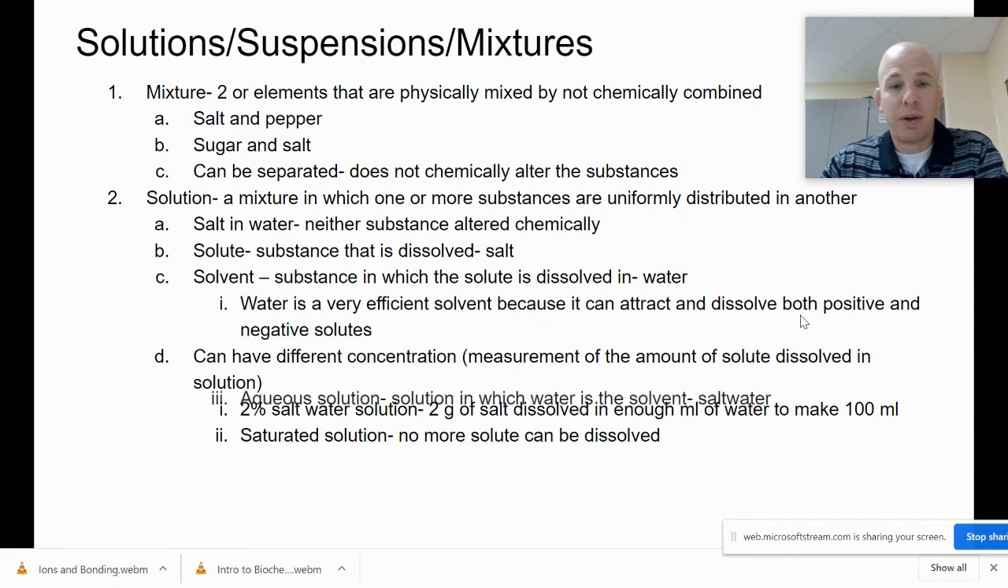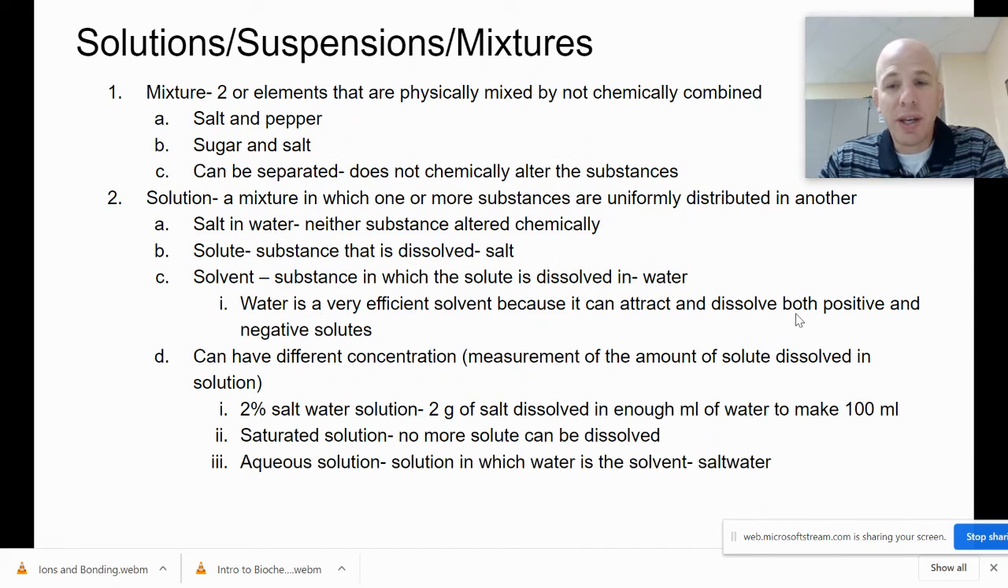Uh-oh, my clicker's not working. There we go. An aqueous solution, this is going to be important for us because we're going to talk about acids and bases. Any solution where water is the solvent is an aqueous solution. Okay, that term is going to be important for us. Aqueous solution, wherever water is the solvent. My salt water, my iced tea. We're going to talk about acids and bases. We're going to make aqueous solutions when water is the solvent.